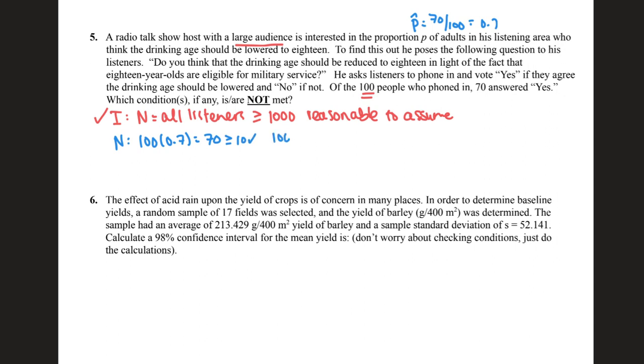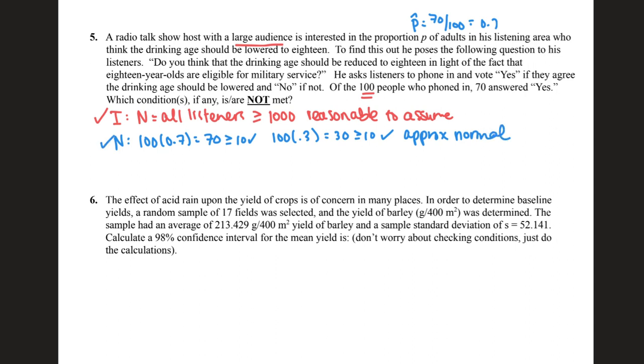And then we're going to do 100 times 0.3, which is 1 minus 0.7. That's 30. That's also greater than or equal to 10, so that means it's approximately normal. So the normal condition is met.